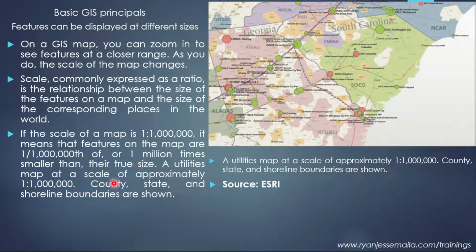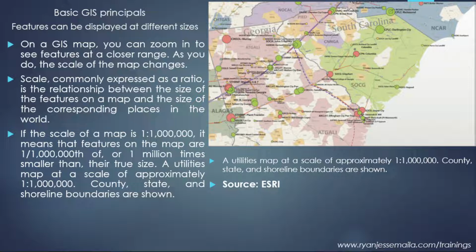A utilities map at a scale of approximately 1 to 1 million, county, state. So what we are saying here is that whatever you are seeing on this map, because this map says 1 to 1 million, is 1 million times smaller than its true size on the ground. That is what basically the scale is. And in GIS, you work with different scales. You work depending on the data that you are working with.